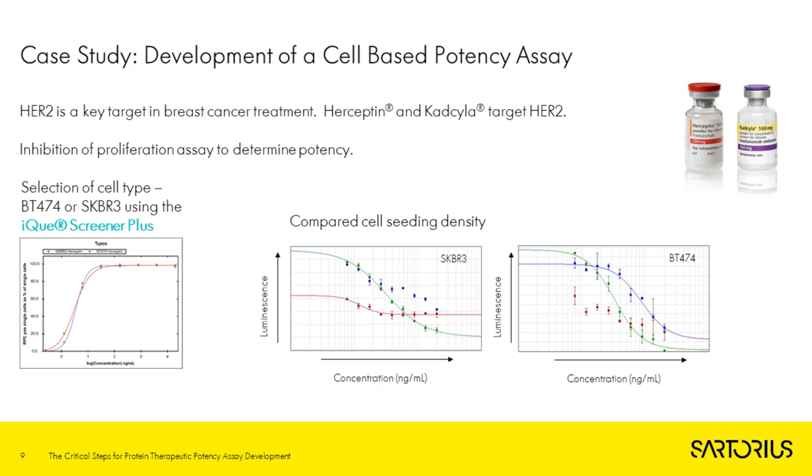So firstly, we considered the cells: which cell type should we use? And we evaluated a couple of different cell types for expression using the Sartorius IQ screener. And we also looked at comparing a range of different cell seeding densities in the two plots shown here.